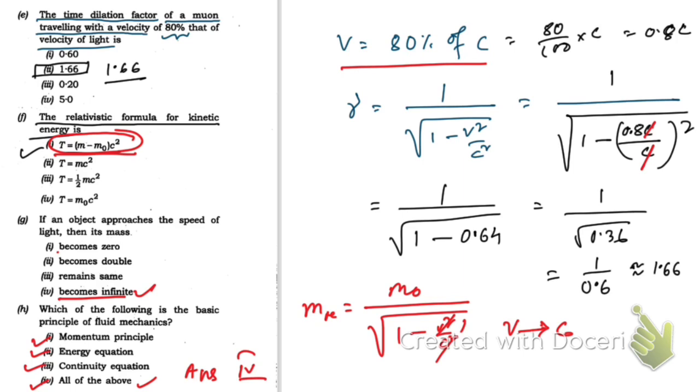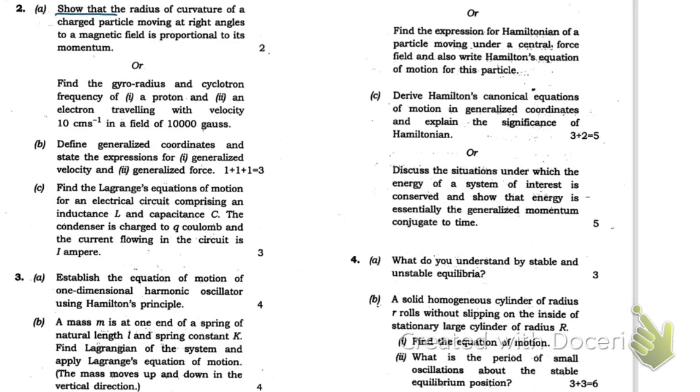What is the next question? The next question is that the radius of curvature of a charged particle moving at right angles to a magnetic field is proportional to its momentum. So there are two questions in question number 2A. Either you have to answer this or you need to answer this. So first let us answer this question.